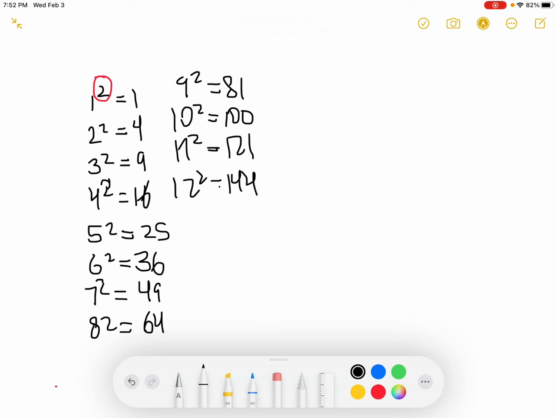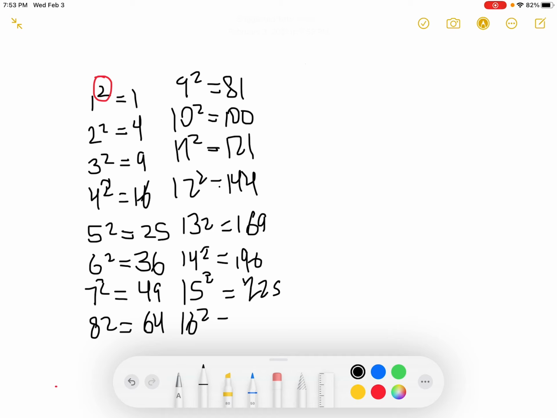Now, sometimes you'll be required to know 13 through 20. So let's just go ahead and write those. 13 squared is 169. 14 squared is 196. 15 squared is 225, sorry.